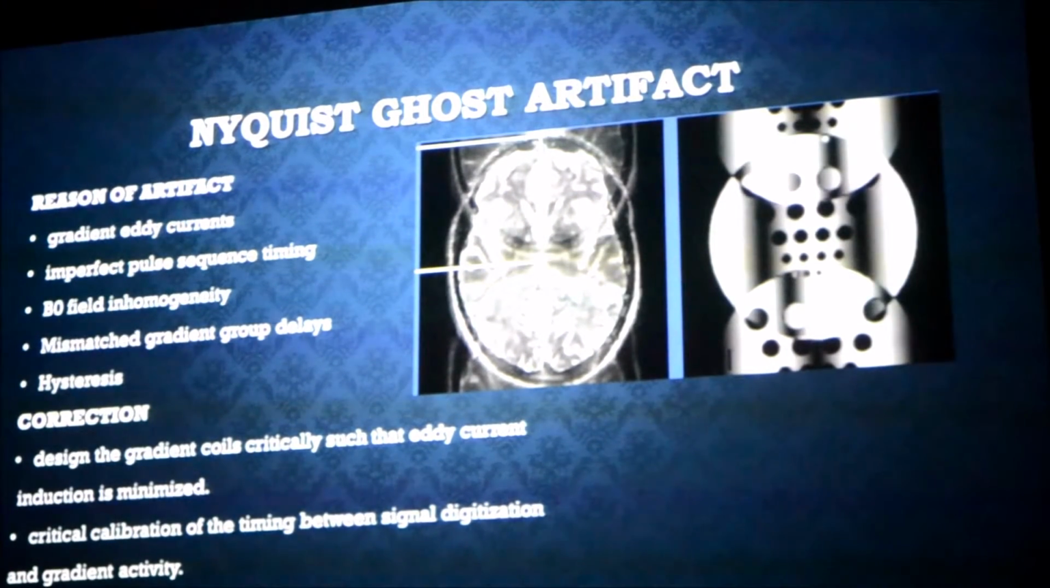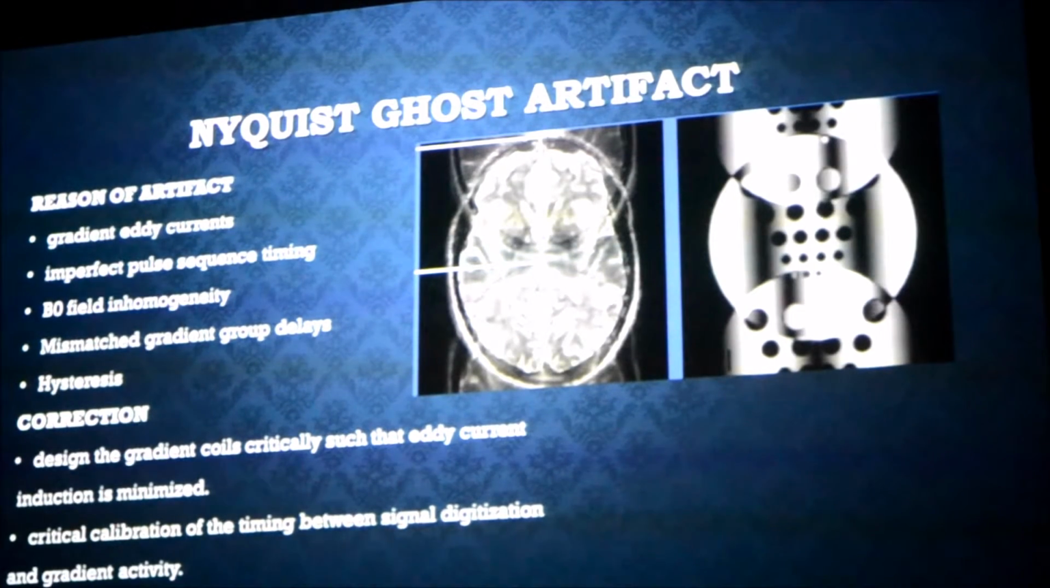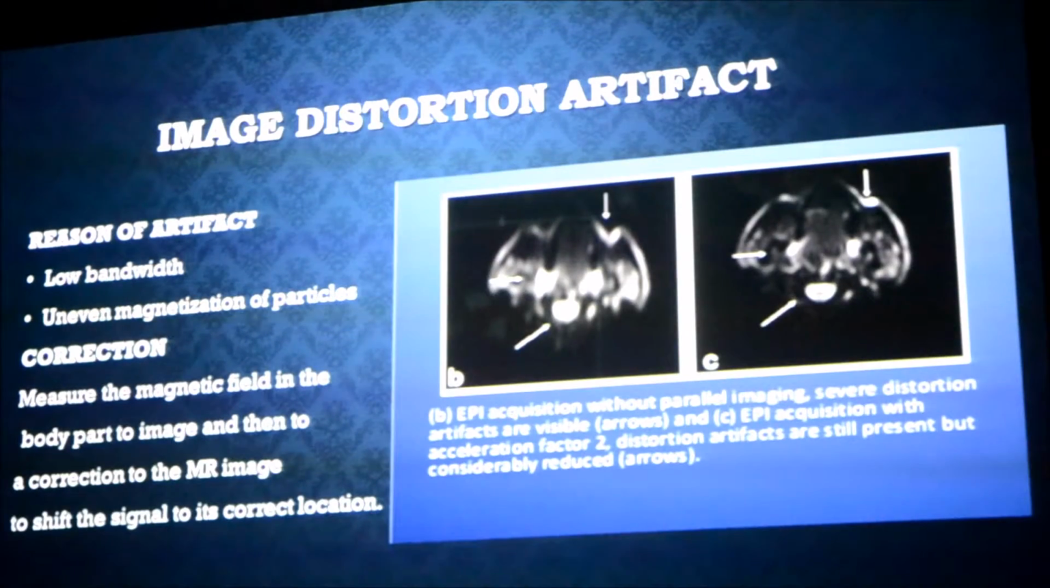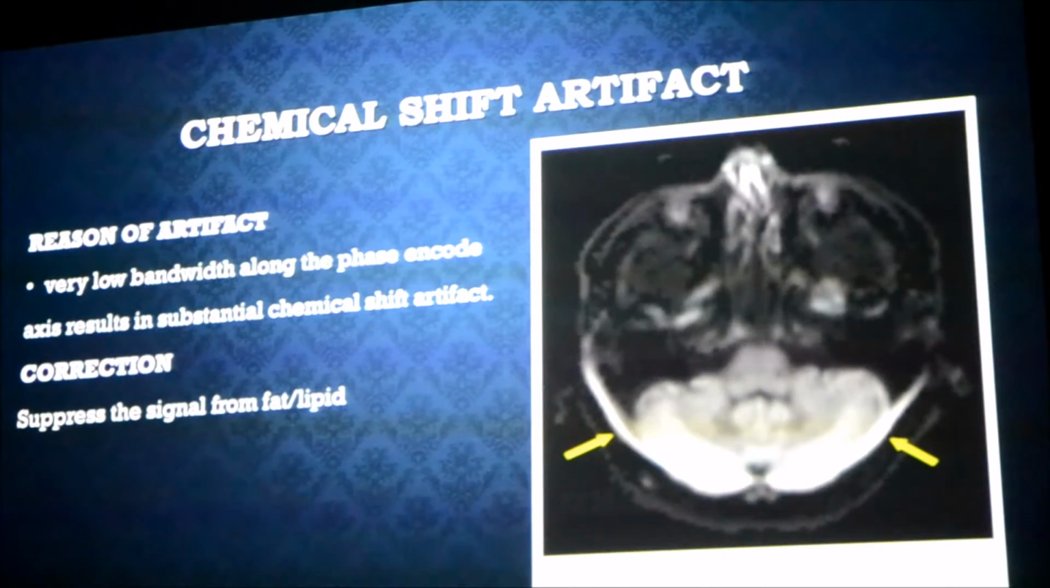If we want to correct this artifact, we have to design our gradient coils very critically with low eddy currents, and calibration is very necessary for the coils. The chemical shift artifact can also be seen in this EPI imaging technique. It is because of very low bandwidth, and the image distortion artifact is also because of the low bandwidth. To correct this chemical shift artifact, we have to suppress the signal from the fat.